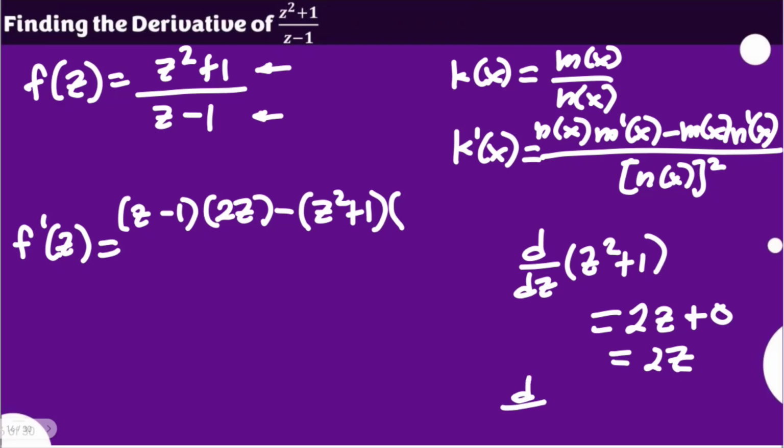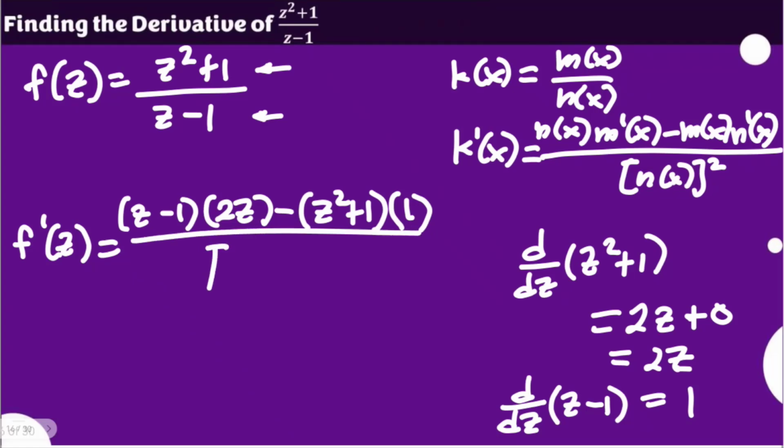Our denominator is z minus 1. Its derivative is just equal to 1. So we have here times 1, because the derivative of z is 1, the derivative of minus 1 is 0 as well. All over your entire denominator, z minus 1, you're going to square that. So I could just use here parentheses just like that.